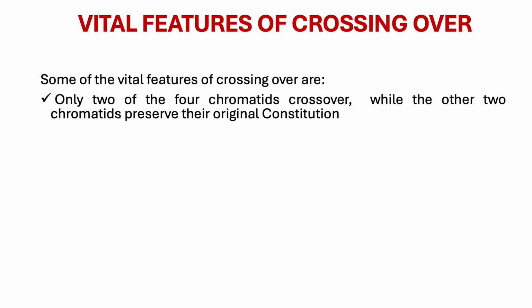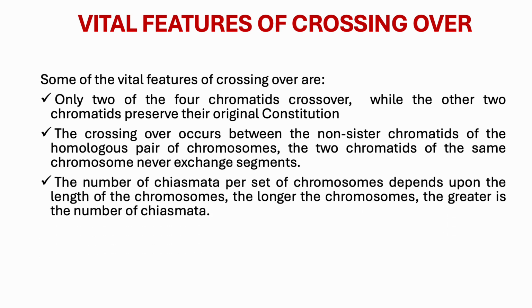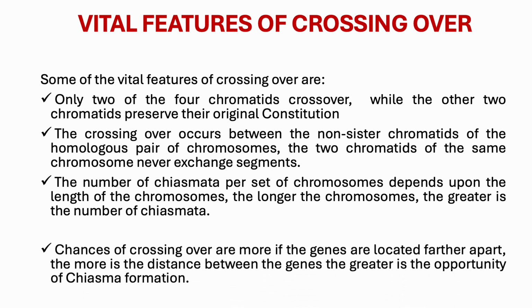Then what are the vital features of crossing over? Some of them are as follows. Only 2 of the 4 chromatids cross over, while the other 2 chromatids preserve the original constitution. The crossing over occurs between the non-sister chromatids of the homologous pair of chromosomes. The 2 chromatids of the same chromosome never exchange segments. The number of chiasmata per set of chromosomes depends upon the length of the chromosomes. The longer the chromosomes, the greater the number of chiasmata.